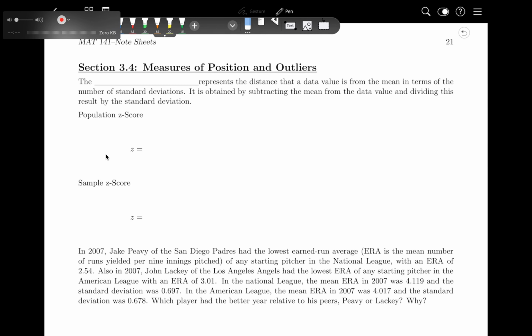So you can go ahead and take out your note sheets that we've been looking at for Chapter 3, which once again can be found in the Blackboard course or on my math lab, depending on how your course is set up. And turn to page 21.